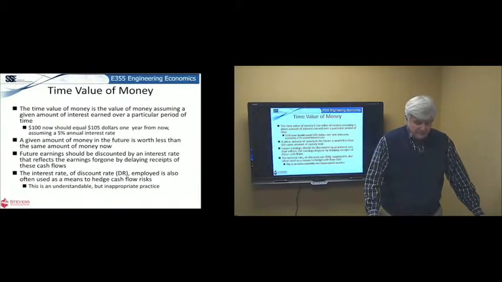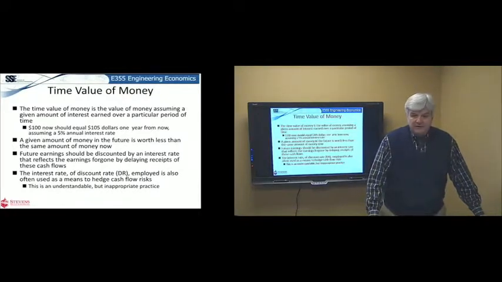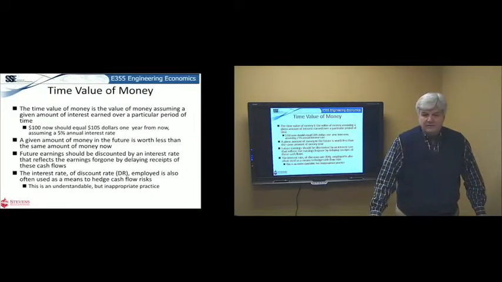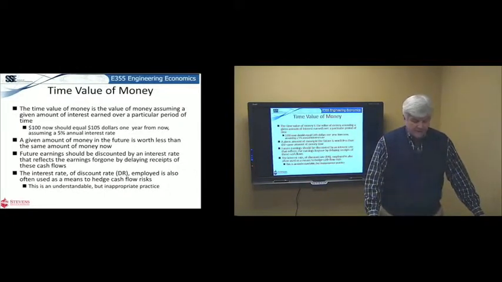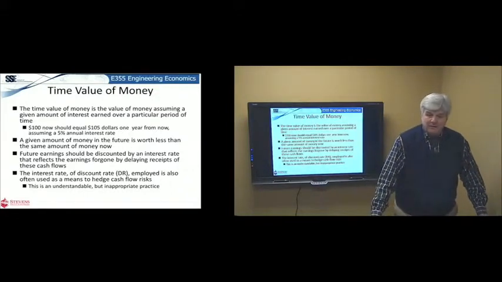So a given amount of money in the future is worth less than the same amount of money now. So $100 a year from now is not worth $100 to you now because of the year delay. Future earnings can be discounted by an interest rate that reflects the savings that you've foregone by delaying the receipt of those cash flows, or it could be reflecting the interest you have to pay to borrow the money until you get the money that's yours.